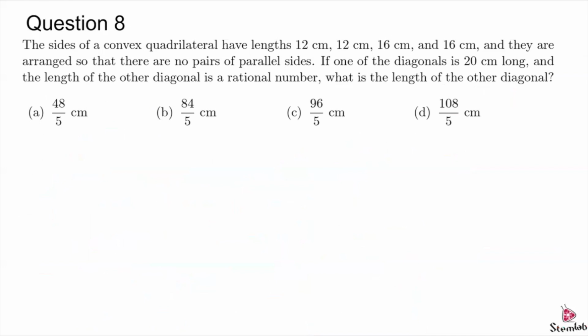So there's only one arrangement that makes sense here for the 12, 12, 16, 16. The 12s must be beside each other, and the 16s beside each other, because if they're opposite, then we have a parallelogram. So we can draw this now as 12, 12, 16, 16.